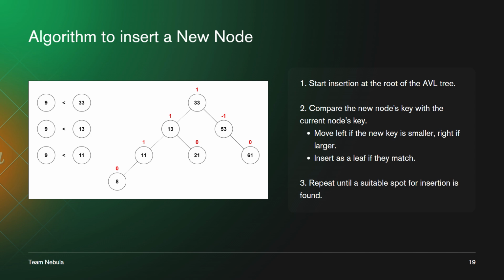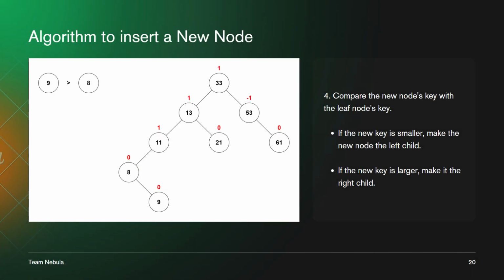If new key is less than root key, you move on to the left subtree and repeat this process. If new key is greater than root key, you move to the right subtree and repeat this process. If new key is equal to root key, you have found the spot where the new node should go. So you insert the new node as a leaf node here and return.